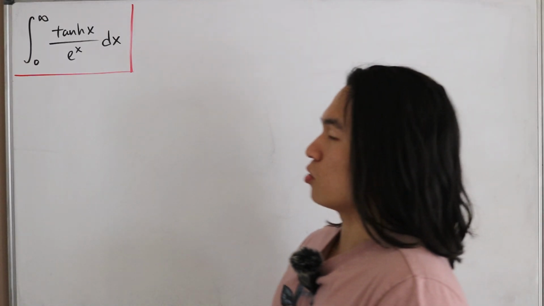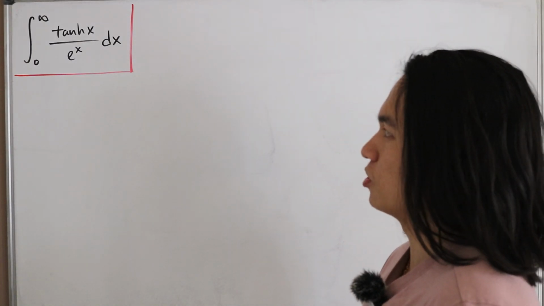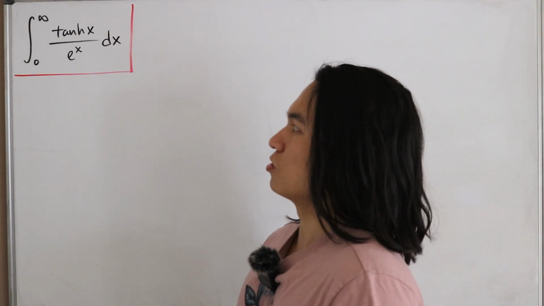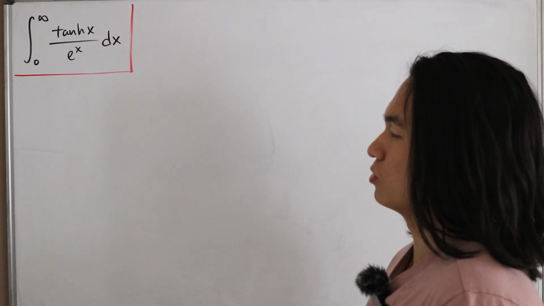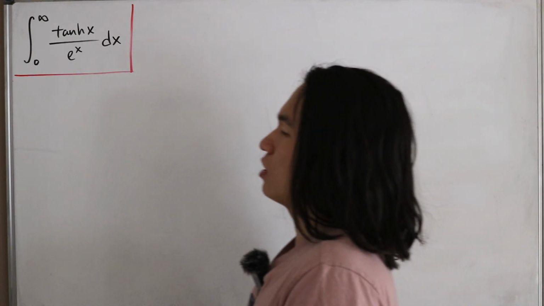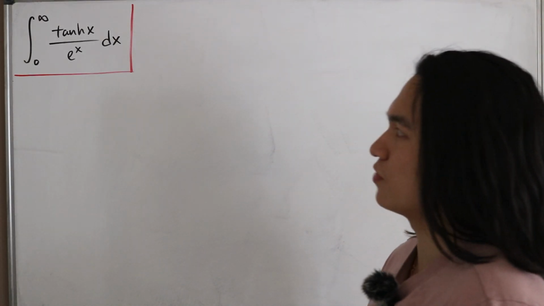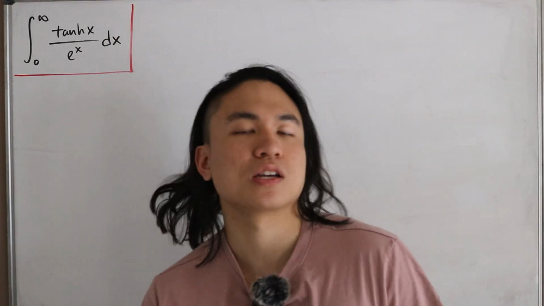Here's our hyperbolic function integral that we want to calculate. We have the positive reals, and we're integrating from 0 to positive infinity of the hyperbolic tangent of x divided by e to the x dx.